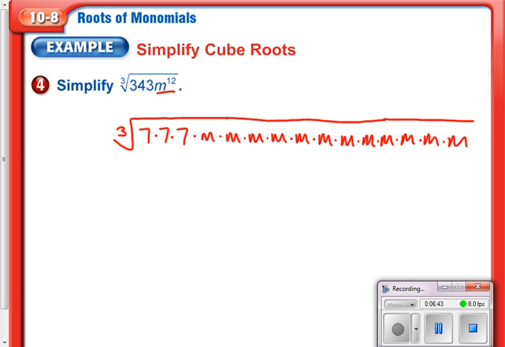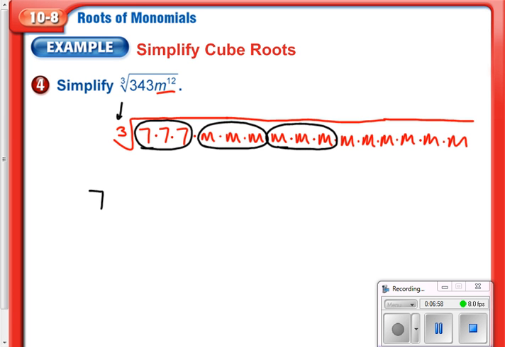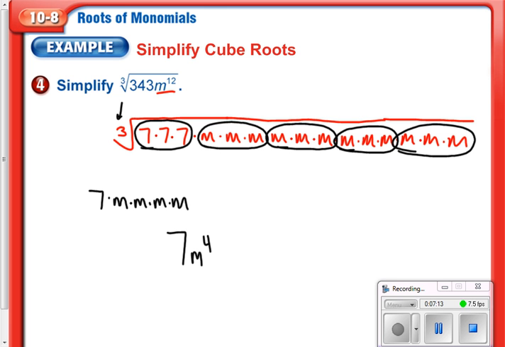Again, we're talking about a cube root. Cube root is telling us I need 3 in order to move something out. So here's a set of 3's. I can move a 7 out. Set of m's. There's one set of m's. There's 2 sets of m's. There's 3 sets of m's. And 4 sets of m's, which means I can move 4 m's on the outside of the cube root. When I multiply everything together, I have 7m to the 4th power. So the cube root of 343 m to the 12th is 7m to the 4th power.